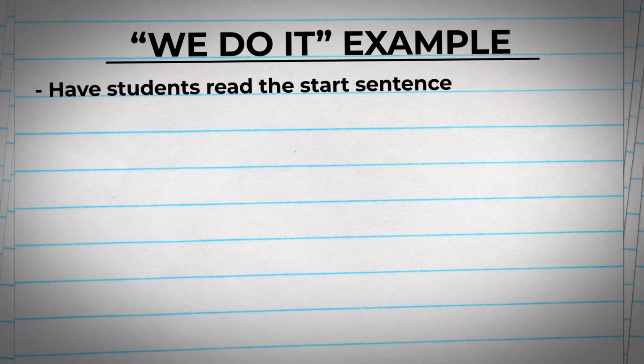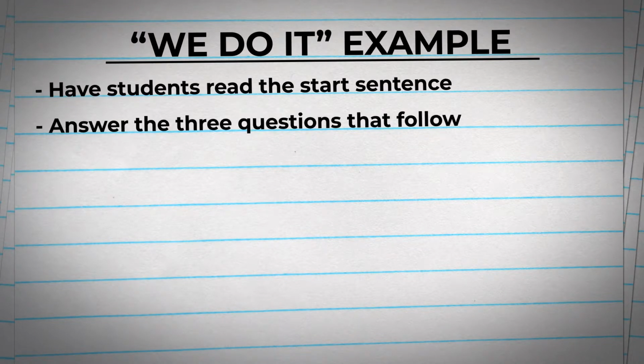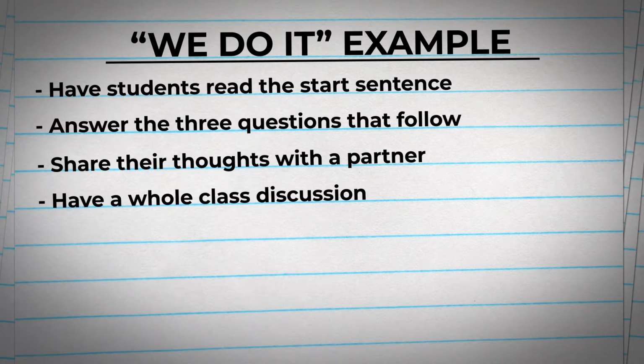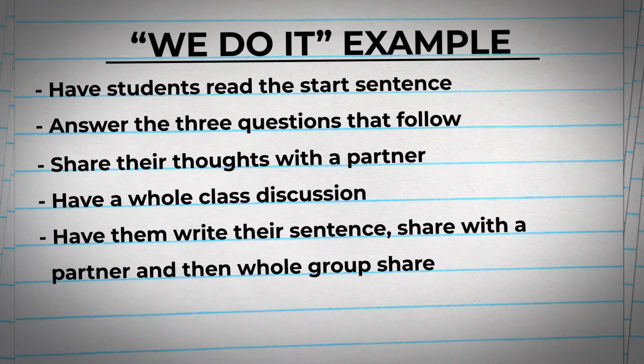Now it is time to move into the we do it portion of their learning, where students begin to take more ownership of their writing. In this stage of learning, knowing the needs and abilities of your students is crucial. For some students, you may be able to give them a large chunk of the strategy to complete under your watchful eyes. For example, you might ask students to read the start sentence and answer the 3 questions that follow. Then, you may have them share their thoughts with a partner and move into a whole class discussion. The final step would be to have them write their sentence, share with a partner, and then whole group share.